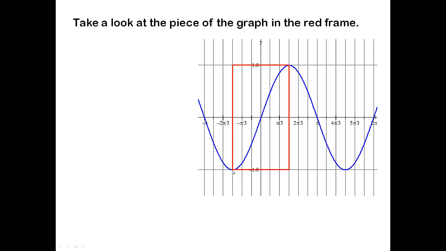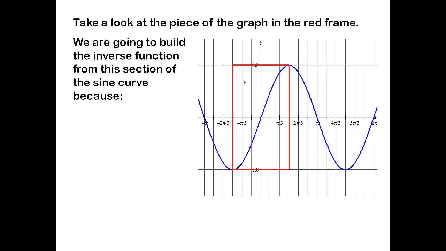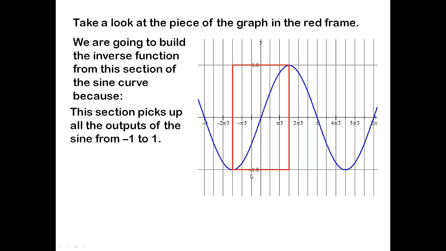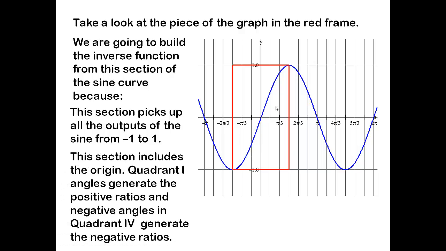If we look at those angles, the sine function goes through its entire range of numbers from negative 1 to 1. So we're going to build the inverse function for the sine, which we can call arc sine or sine minus 1, because it's going to pick up all the outputs of the sine function from negative 1 to 1. And it's only going to pick them up once. This little section is going to pass the horizontal line test. So this includes the origin and angles in quadrant 4 and quadrant 1.